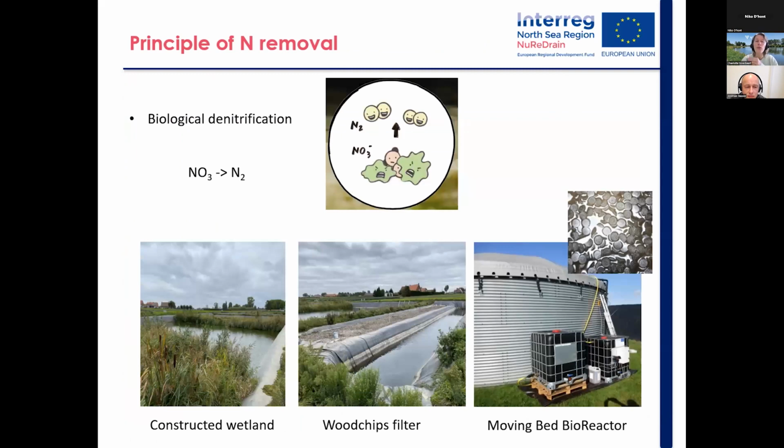Okay, when we then move on to the removal of nitrates, the principle for the removal is biological denitrification, in which nitrates are converted to nitrogen gas. In the NuReDrain project, we mainly focused on testing the moving bed bioreactor, which you can see here. It's a system in which you fill a cubetainer with carriers. You let the bacteria grow on the carriers. You feed a carbon source so that the bacteria have food, and then they can start the reaction and you have denitrification.